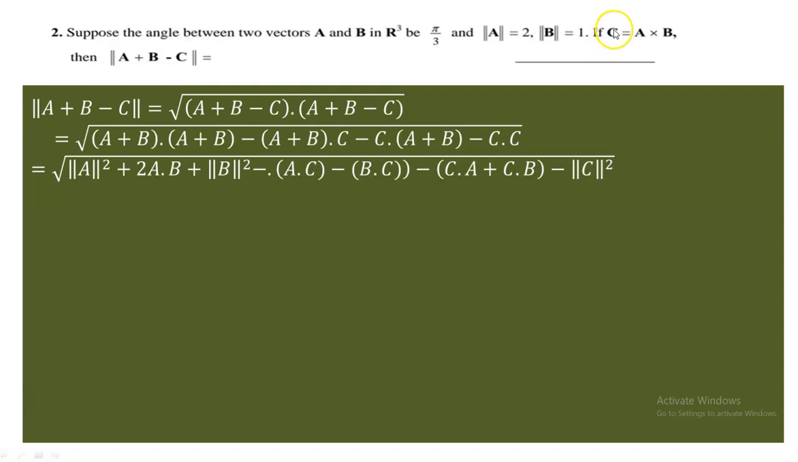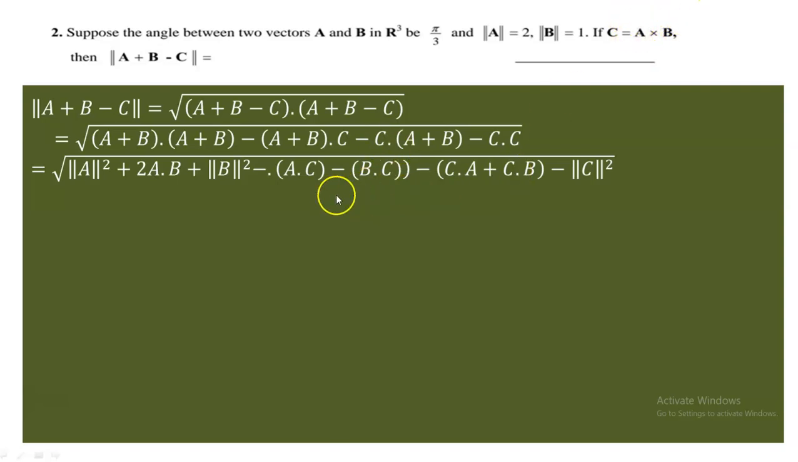You have been told that C is the cross product of these two vectors A and B. And as you know, if C is the cross product of the two, C is perpendicular to both A and B. So if C is perpendicular to A and B, then C dot A or A dot C, and C dot B or B dot C, are going to be 0, because the cross product of two vectors is perpendicular to the two vectors, right?